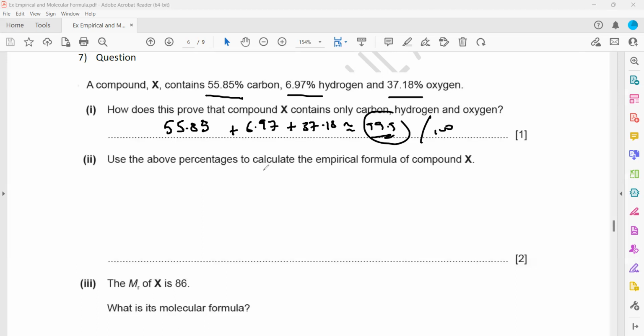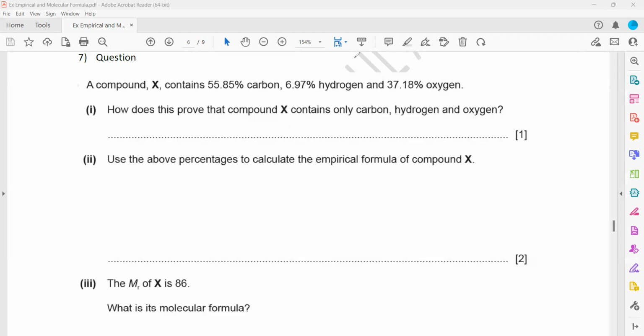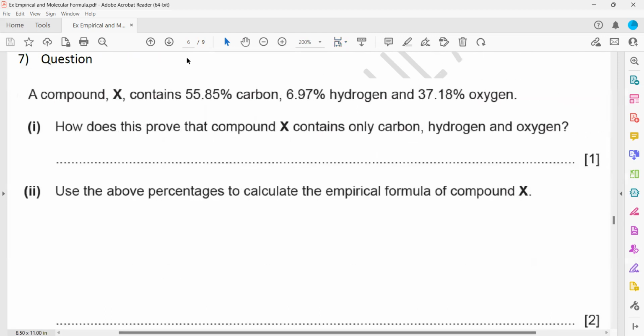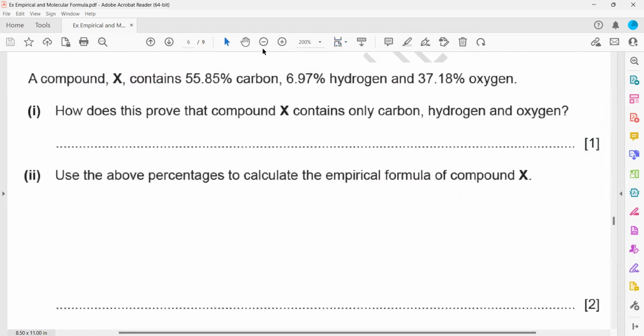So how to work out the empirical formula? We have the percentages. In the same manner we will do it. We have carbon, we have hydrogen and oxygen. Carbon is 55.85%, hydrogen is 6.97% and oxygen is 37.18%. Step 1, divide by atomic mass. So this will be 12, this will be 1, this will be 16.